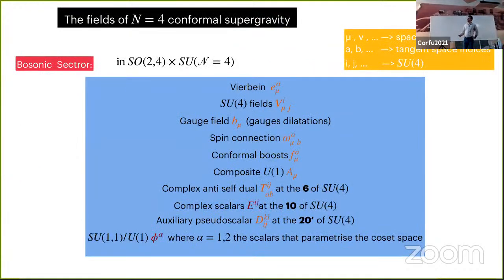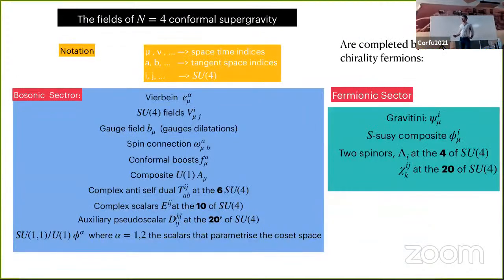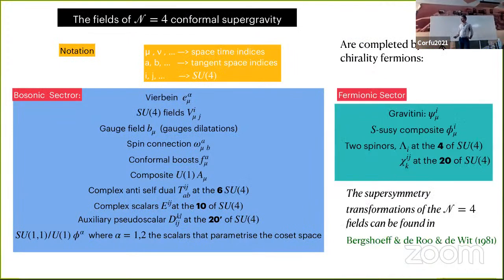Now turning to the fields. The fields of this theory are the vierbein, the SU(4) gauge fields, the spin connection, the conformal boost, and we also have the T field, which is self-dual in SU(4), the E field, which is important for the later discussion, the D field, and the phi field that, as I said before, parameterizes the coset space. In red here are the E and phi fields that we will focus on. As well, we have the fermionic sector, and the supersymmetry transformations of these fields can be found in this reference here.